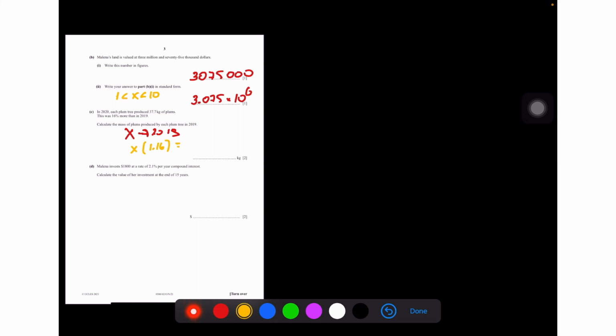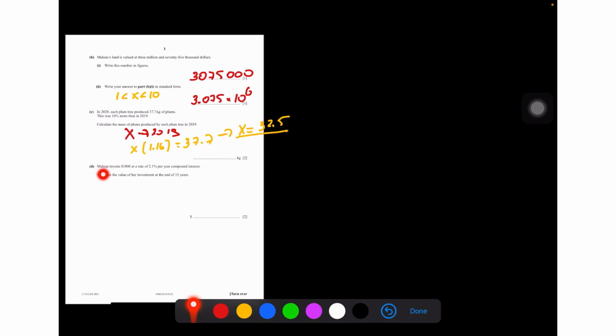This equals, in 2020, this was 37.7. And if we divide 37.7 by 1.16, we can find, calculation mistake, 37.7 divided by 1.16, 32 point. I can write it here. X equals 32.5. This was 32.5 in 2019.